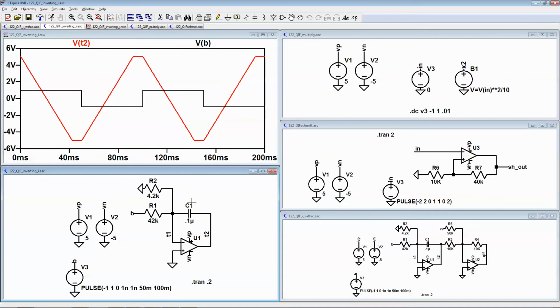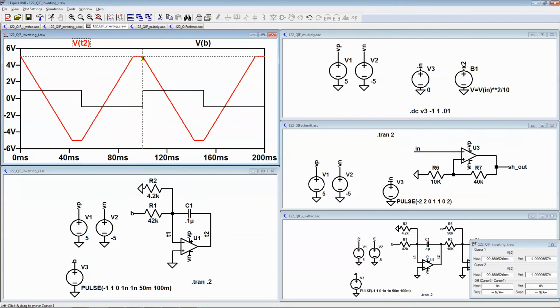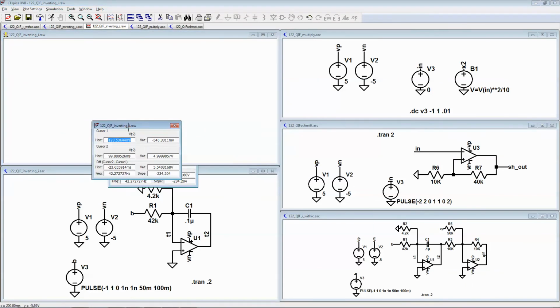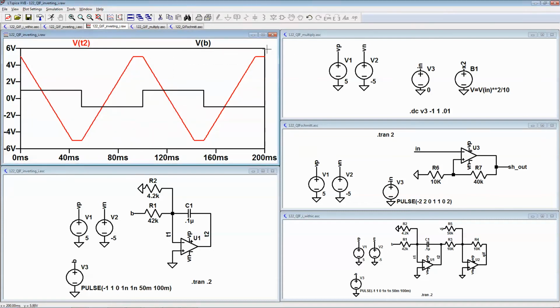And then if you find that slope, it'll be around 237, which is the slope of 1 over 4.2 milliseconds.